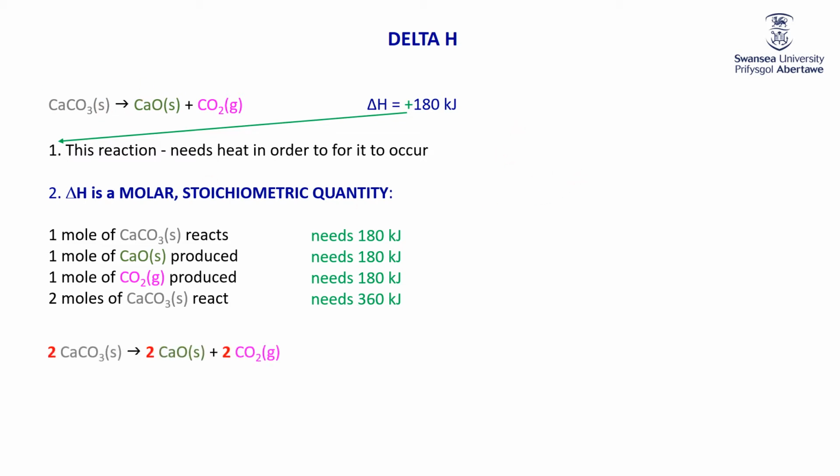Should I have been silly and written the equation like this? 2 calcium carbonates goes to 2 calcium oxides plus 2 carbon dioxides. Nothing wrong with writing the equation like that. It's just by convention you usually try and reduce the coefficients to the smallest possible number. But if I had decided to write the equation like this with extra coefficients of 2 in there, then the delta H for this reaction that I should write is 360 kilojoules, because the equation talks about 2 moles of calcium carbonate. 2 moles of calcium carbonate needs 360 kilojoules.